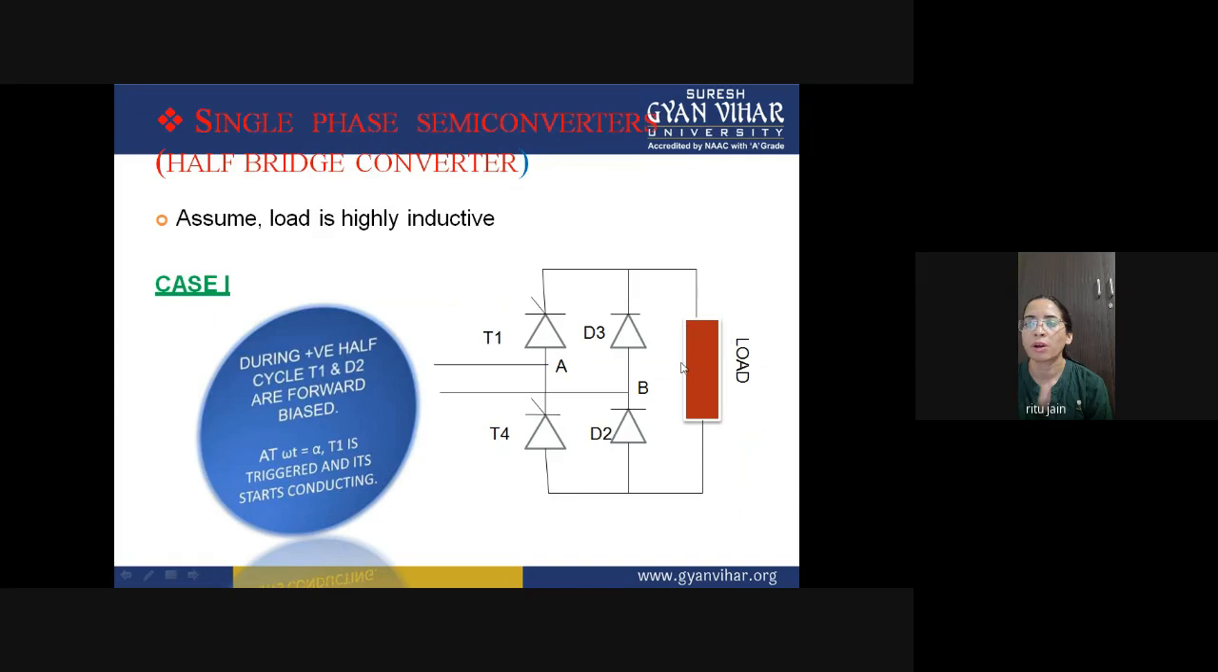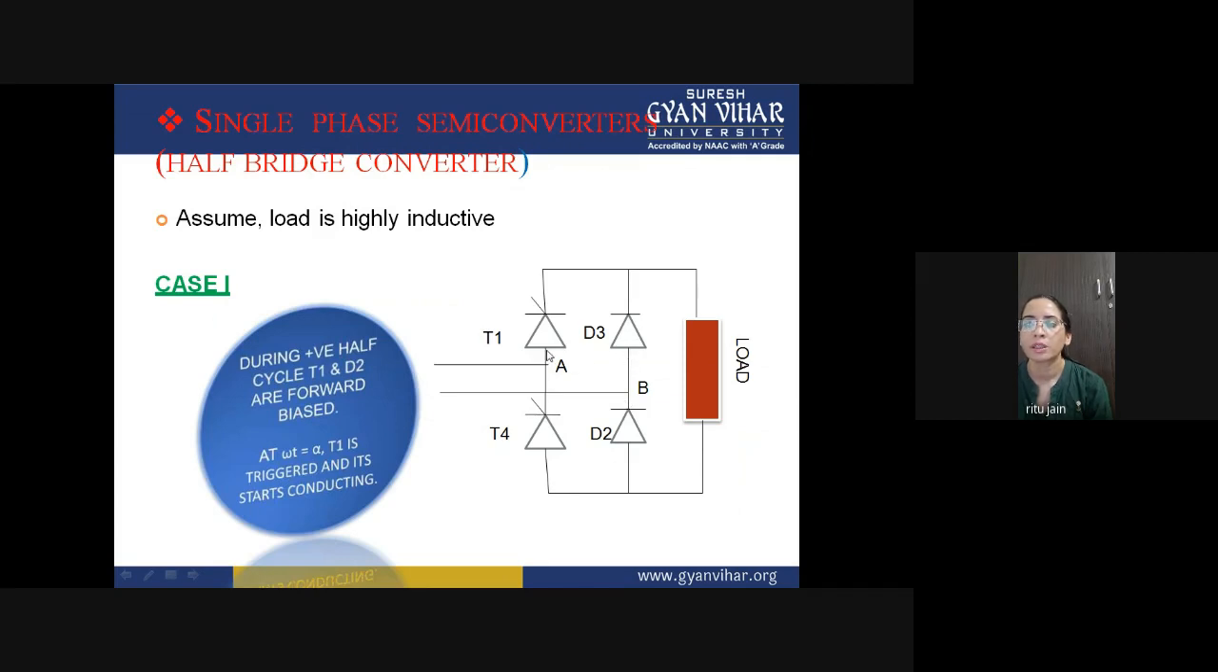So let's talk about the first case, in which you are using an inductive load. Inductive load means that there is an inductance, so the load is highly inductive. Now, when you apply voltage over here, this is your AC voltage. When you apply your AC voltage, for the positive half cycle, this terminal will be positive, and this terminal also will be positive, and this terminal will be negative, and this is also negative.